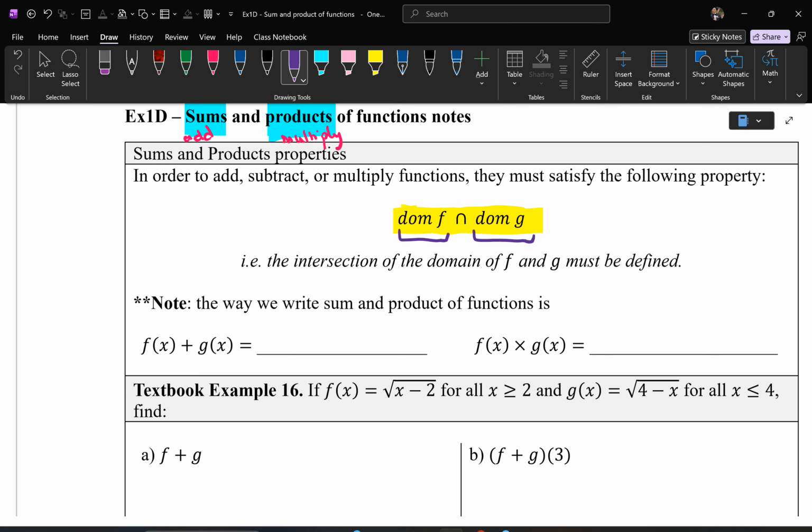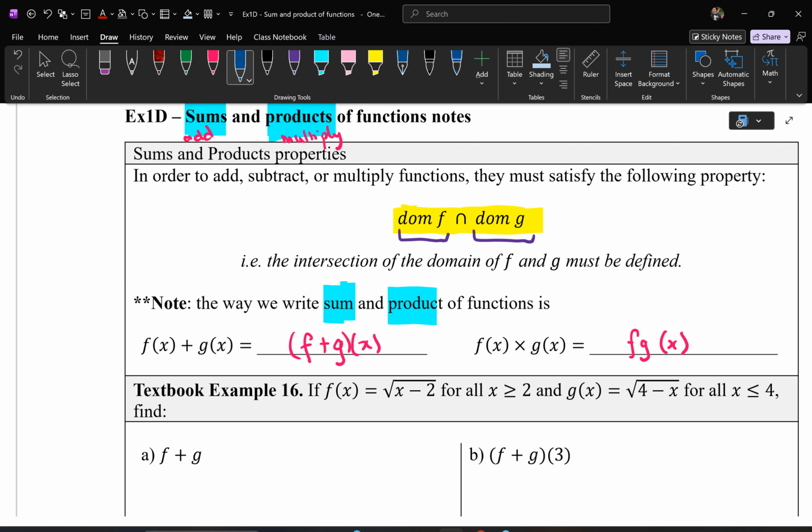So note the way we write the sum and products of functions. If this is f of x, we can say f of x plus g of x, which is actually the same as just writing (f plus g)(x). Sometimes they also put brackets in the first one because they're both in terms of x. Same thing with f of x times g of x. You can also write (fg)(x), and sometimes they write it with an extra bracket too. That's literally all you need to know in terms of definition for exercise 1D.